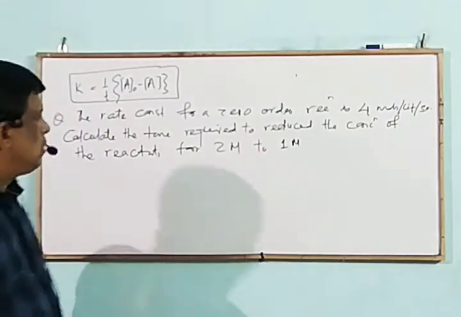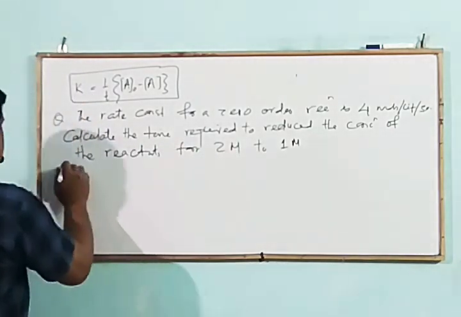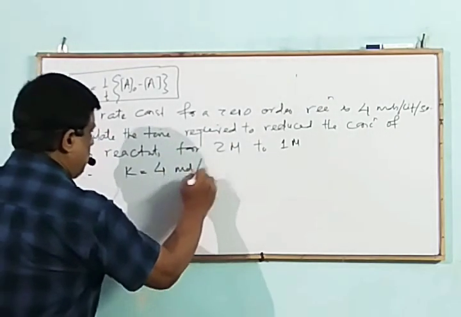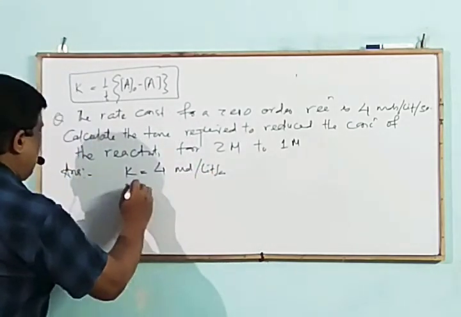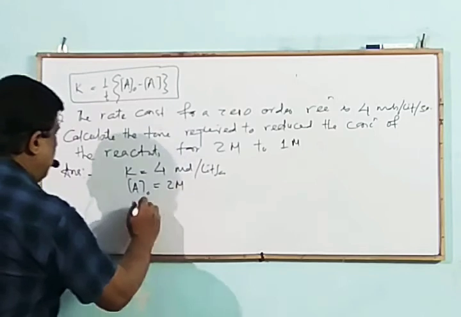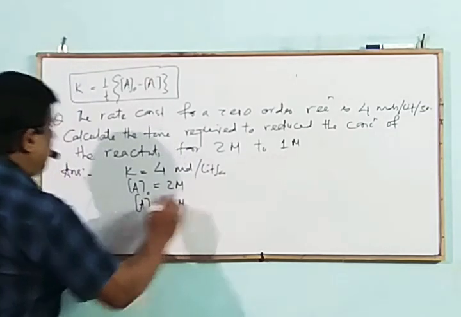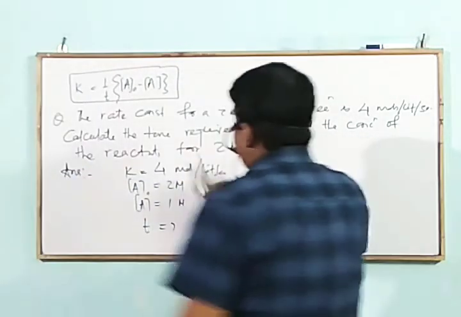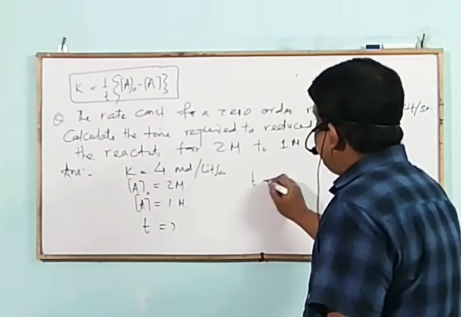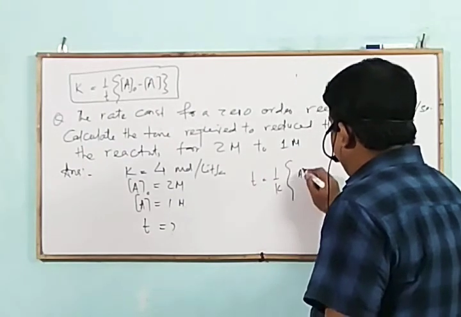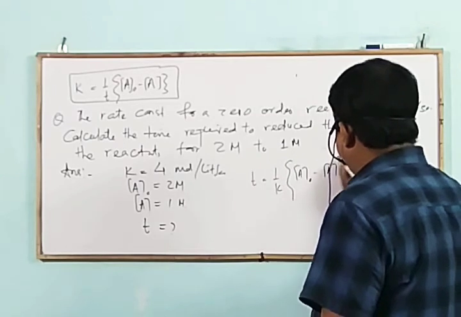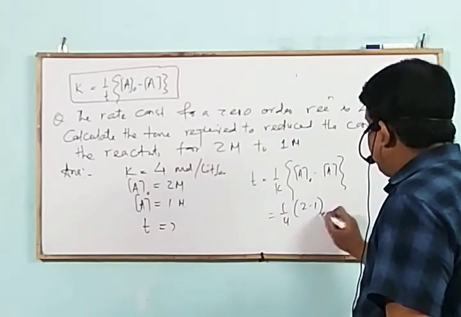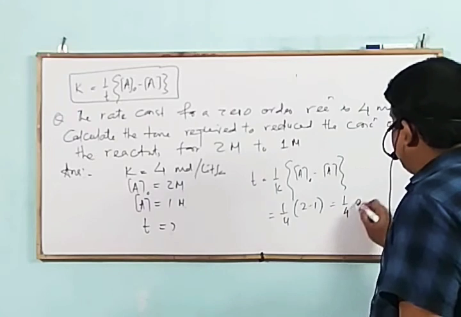So from this question, it is clear what data are given. Data given: k is equal to 4 moles per liter per second, A naught is equal to 2 molar, A is equal to 1 molar. Find out the time t is equal to question mark. If we apply this data to the formula t is equal to 1 by k, A naught minus A, we put the values: 1 by 4 into 2 minus 1, that is 1 by 4 second.